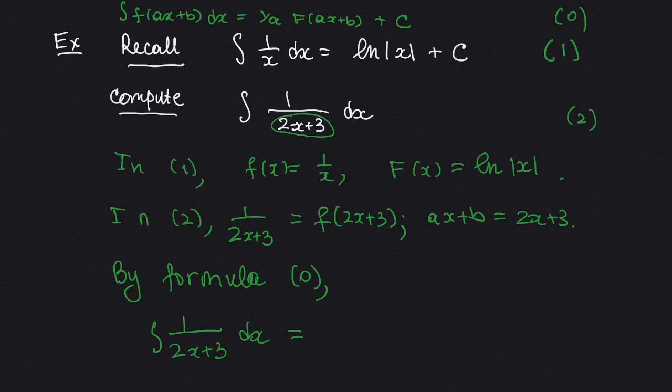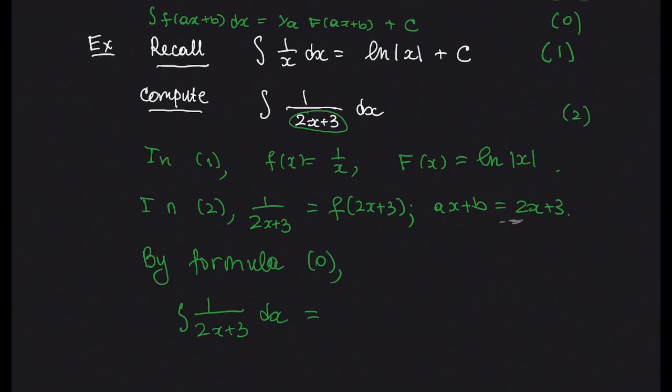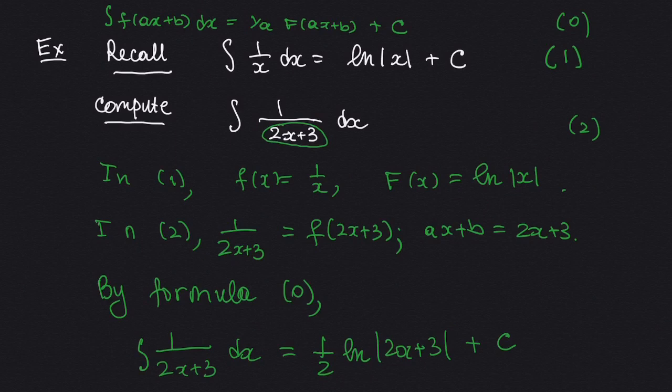So if there was no 2x plus 3 in the denominator, if there was just x, the integral would have been ln x. But because there is 2x plus 3, the integral is going to be 1 over a. So a in our situation is 2, so the integral is going to be 1/2 ln of 2x plus 3 plus a constant.